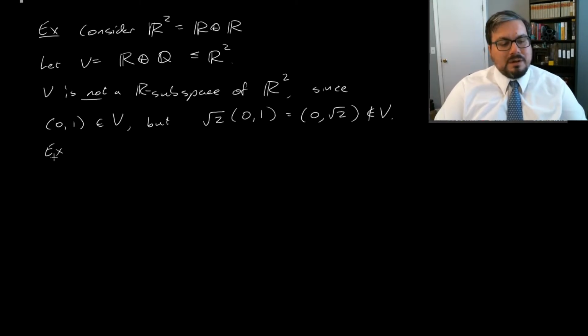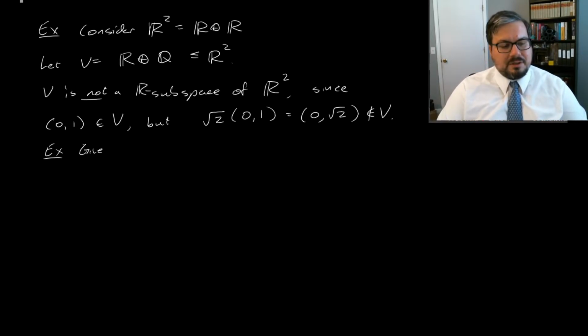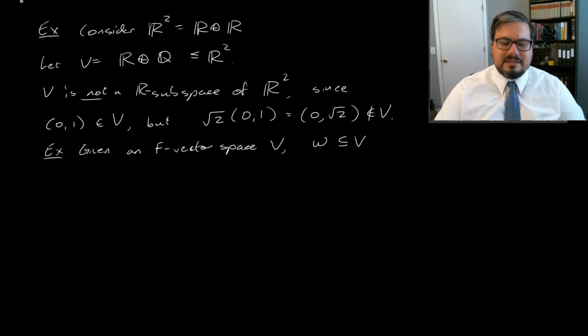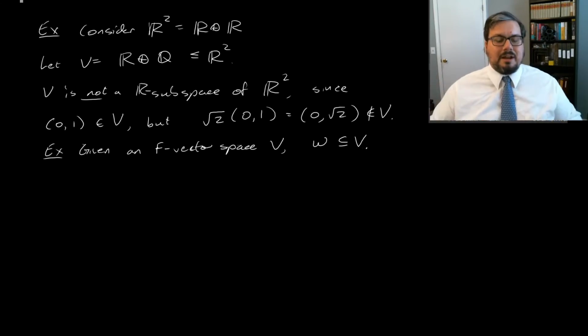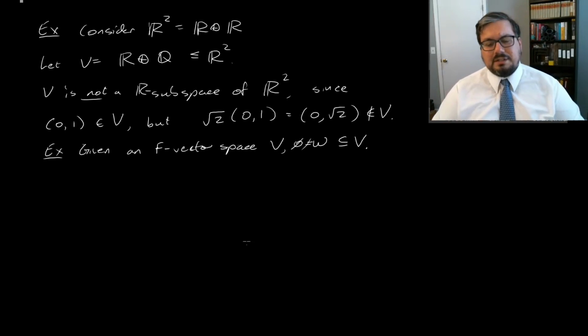All right, now a very important example we have is that we can construct a subspace out of any subset of a vector space. So given an F vector space V, and W a subset of V. Now, any subset here could be finite, could be infinite, could be the whole thing, could be nothing. The only thing that we say is that we don't want it to be empty.